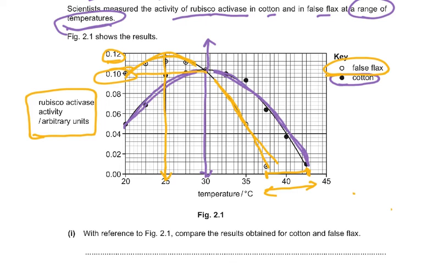Then the fourth mark scheme point is that at more than 30, flax has a higher activity. After 30, if you look at it, look at this graph. So there's higher activity after 30. Now, what is a little different? If you look at less than 30, flax has a higher activity than cotton. Please keep on looking at the graph. And at more than 30, cotton has a higher activity.